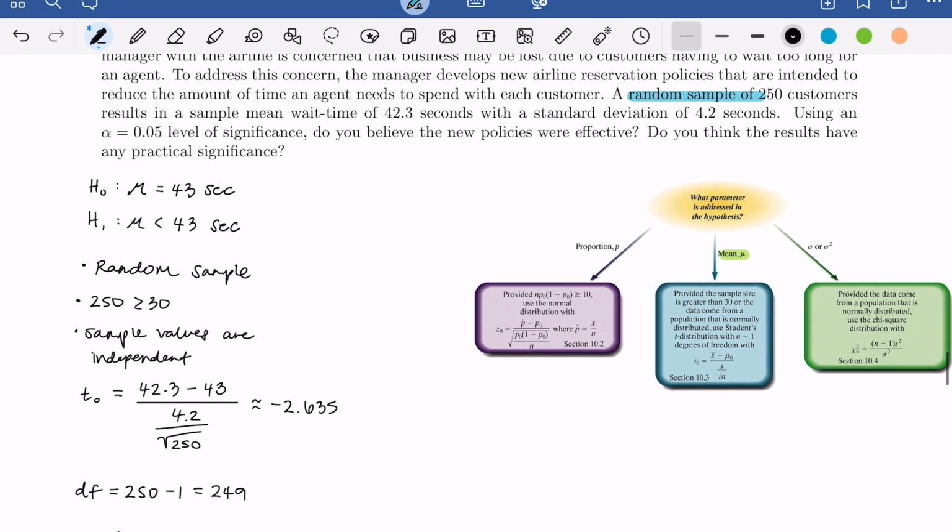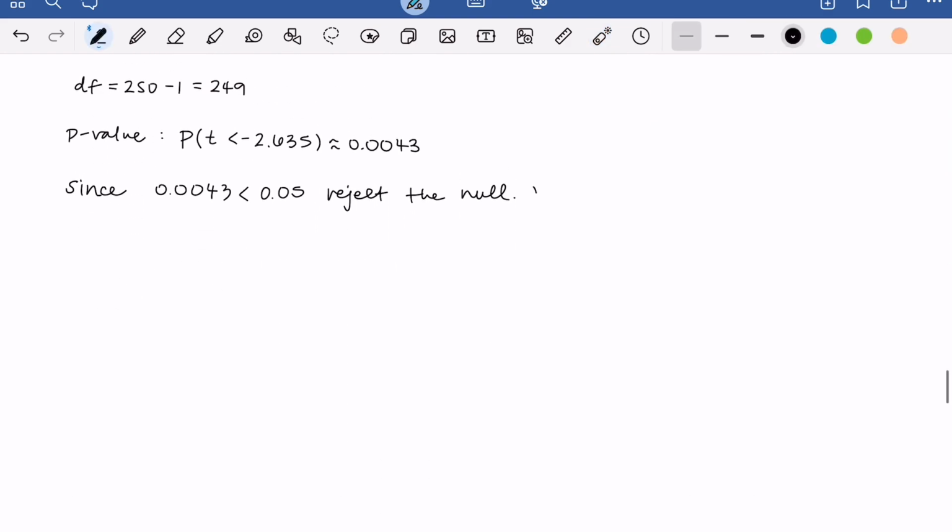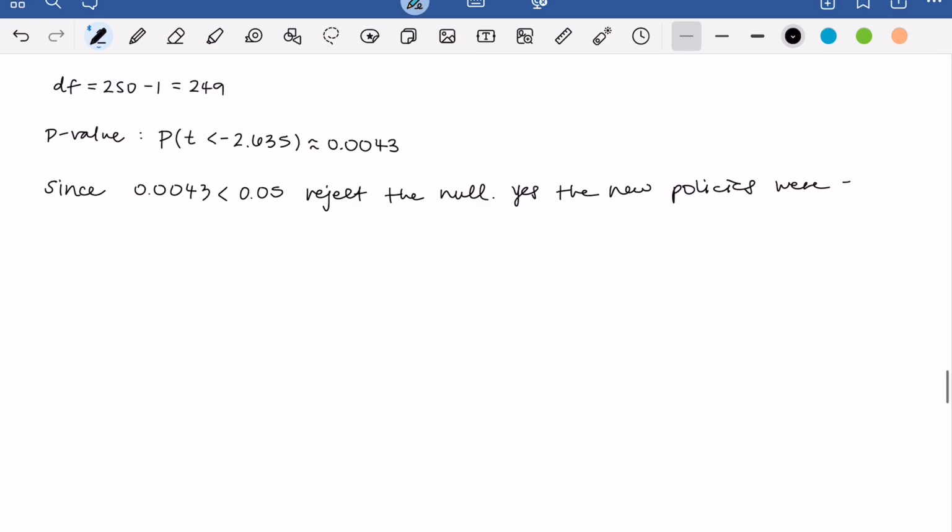Okay, and then going back up to our problem, we have a couple questions to answer. Using this level of significance, do you believe the new policies were effective? Since we're rejecting the null hypothesis, we're saying that the mean time is no longer 43 seconds. There is sufficient evidence to conclude that the new policies were effective. So we'll say, yes, the new policies were effective.